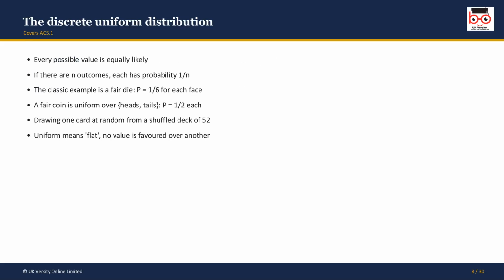The simplest distribution is the discrete uniform, where every possible value is equally likely. If there are n outcomes, each one has a probability of 1/n. The classic example is a fair die, with a probability of 1/6 on every face, and a fair coin is uniform over heads and tails at a half each. Drawing a single card from a shuffled deck of 52 works too. Uniform essentially means flat. No value is favored over any other.